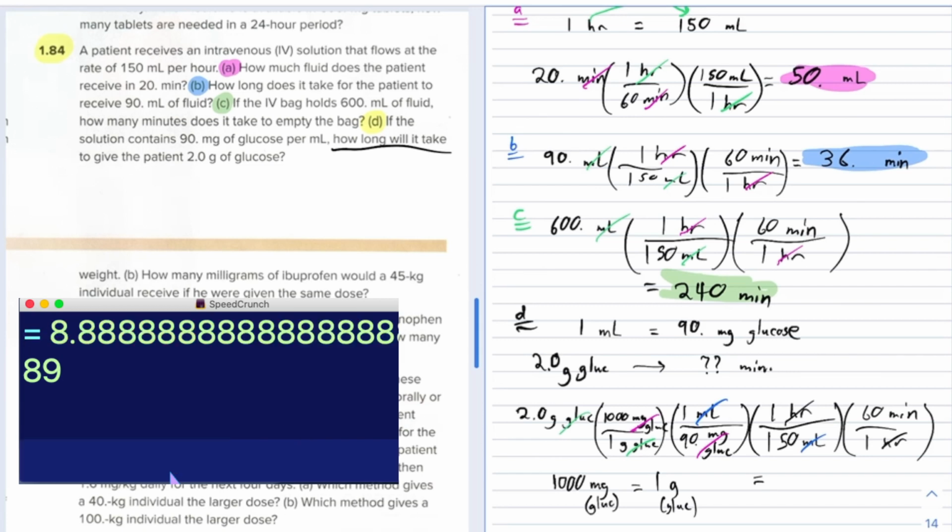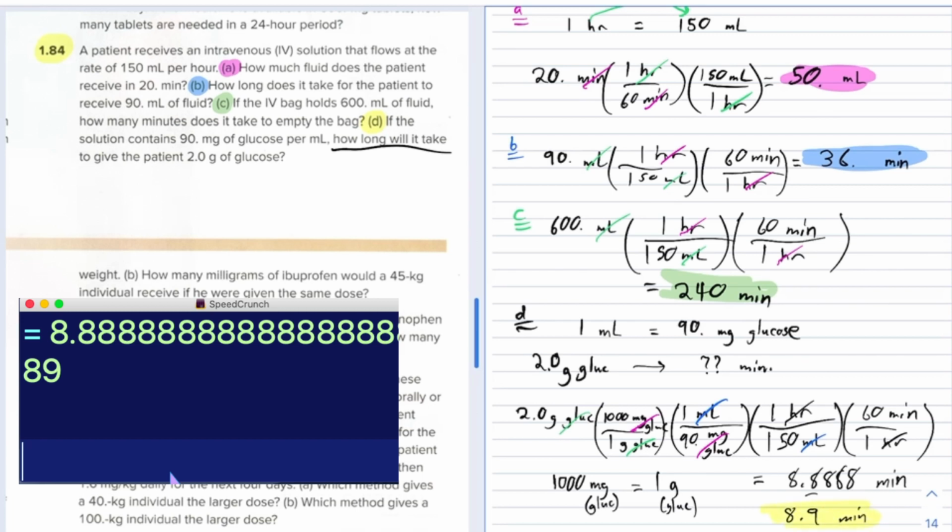And I get 8.8888 minutes. Let's see if we can figure out sig figs. You've got 2 sig figs here. Exact, 2, exact, 2, exact. So we're going to be limited to 2. It'll be 8.9 minutes. Whew, that was a big one.